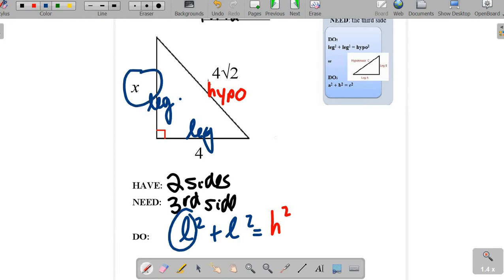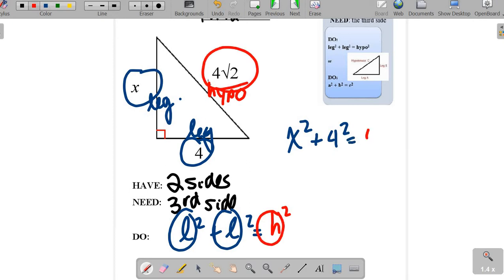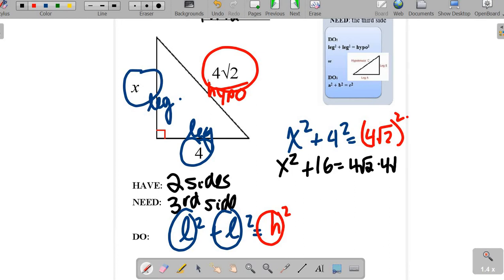Leg, leg. I have x squared, leg, leg. 4 squared equals hypo, hypo. Notice the parentheses, 4 root 2 squared. Exponents, expand. That's 4 root 2 times 4 root 2. Very important that when you have an exponent, you expand it so you don't make mistakes.